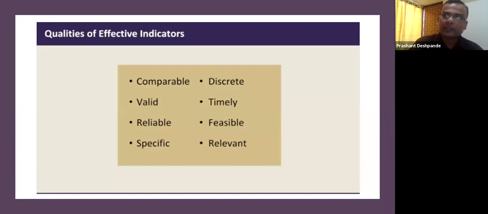Then the indicator should be valid. What do you mean by valid? It means that it should measure the output or outcome that it intends to measure.